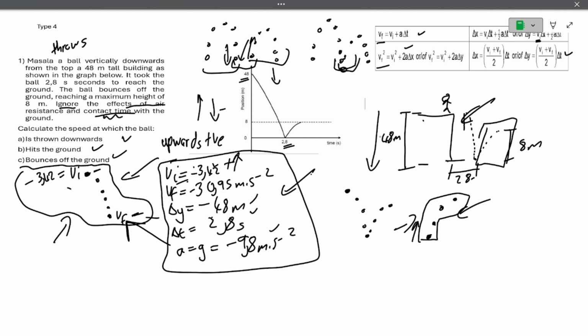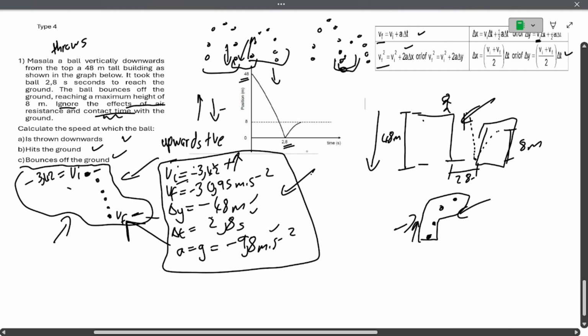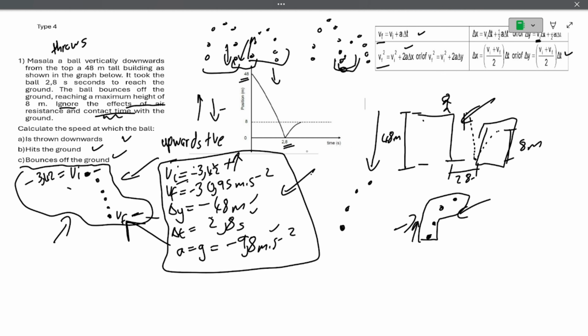That's why I like to isolate sections of motion, so that I can name my variables according to the section of motion that I'm dealing with. So now I'm dealing with this section of motion here, where the ball leaves the ground and then reaches a point above the ground. So this will be my V initial when the ball leaves the ground, which I'm looking for, and then this will be my V final when the ball has reached a certain height above the ground.